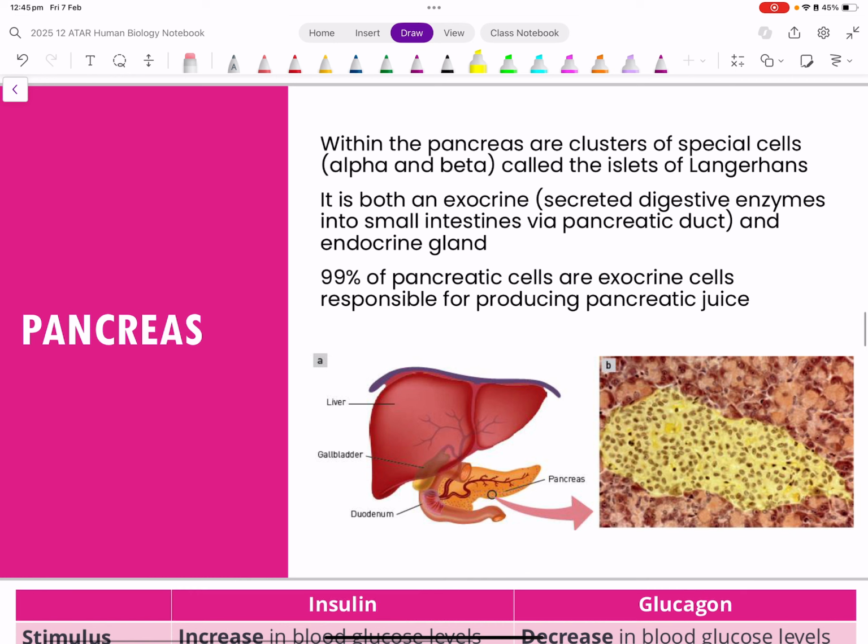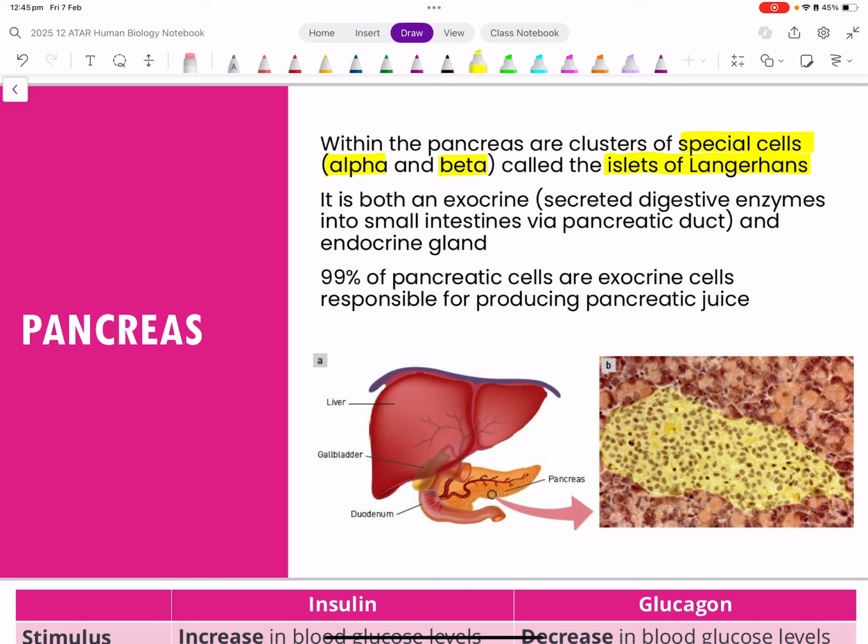So, the next endocrine gland is also an exocrine gland. The pancreas itself is a series of special cells, okay? And in the pancreas, these special cells are known as the islets of Langerhans. And there are two particular types of islets of Langerhans. They are the alpha and beta cells.